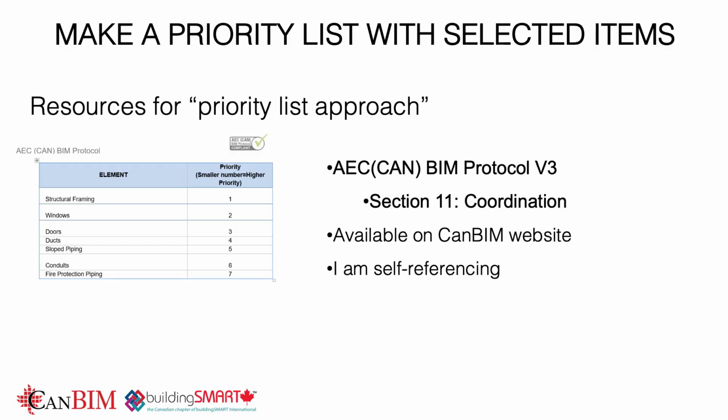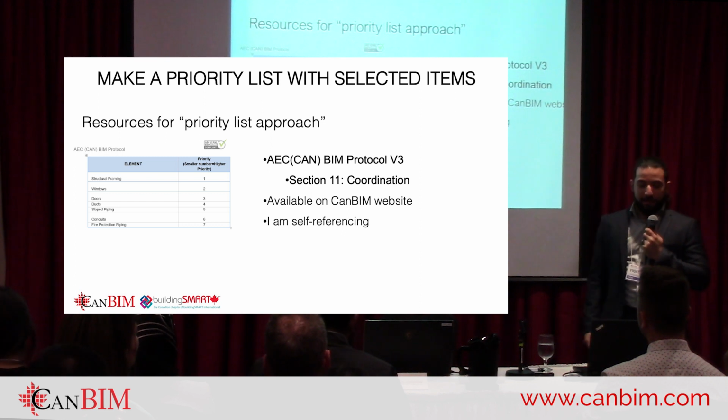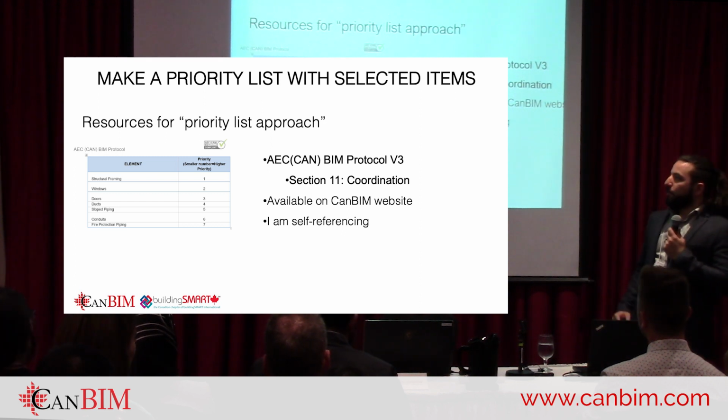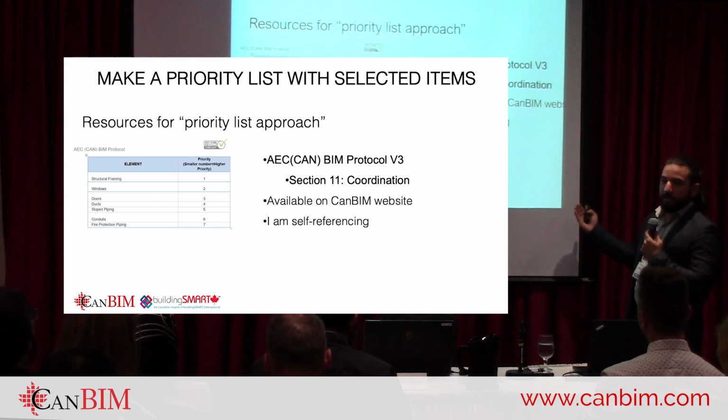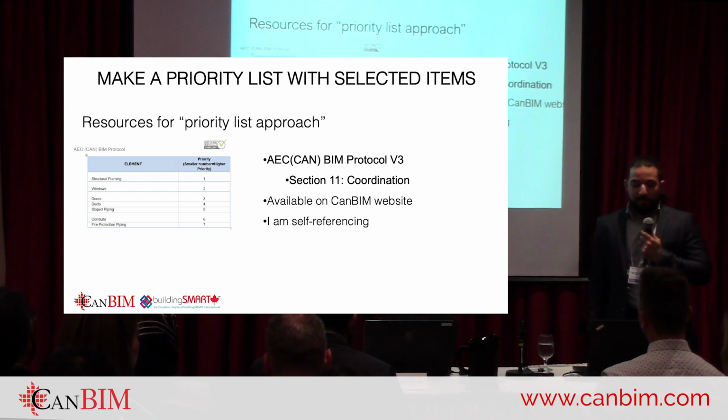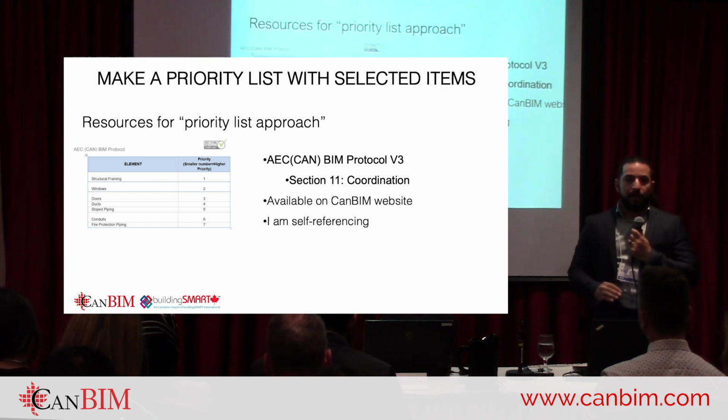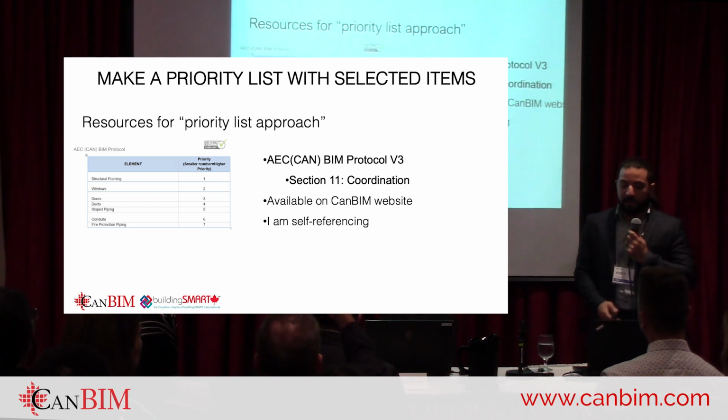And for the priority list, a good resource would be CanBIM's BIM protocol, the 3rd version. This will be available soon. We've been working with the Designers Committee on this. I was hoping to have this launched by now, but it didn't happen. It should be out pretty soon. And I guess I have to disclose that I am self-referencing because I am on the Designers Committee and I've been working on these documents. But there's a 1 or 2 page write-up about this whole process over there.